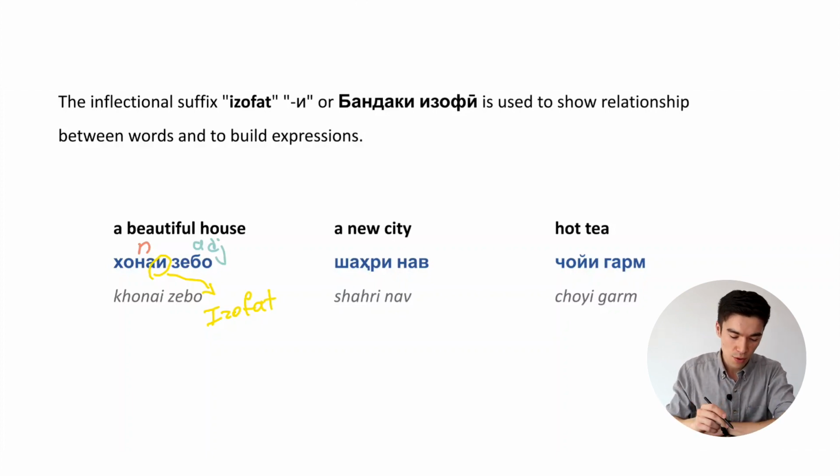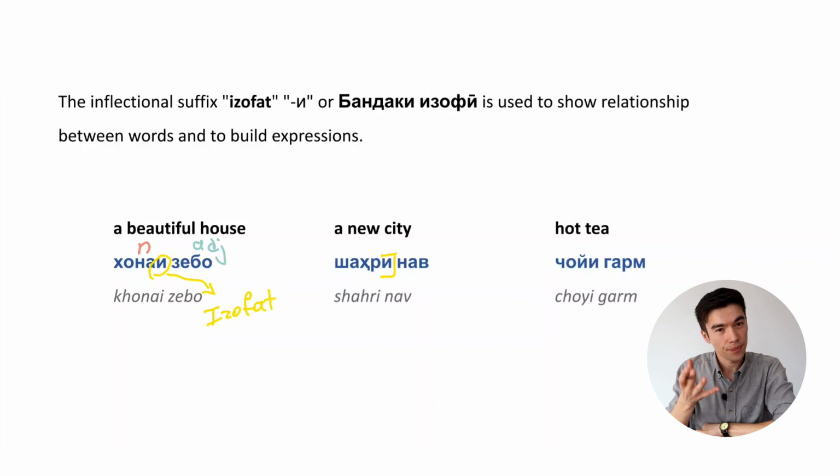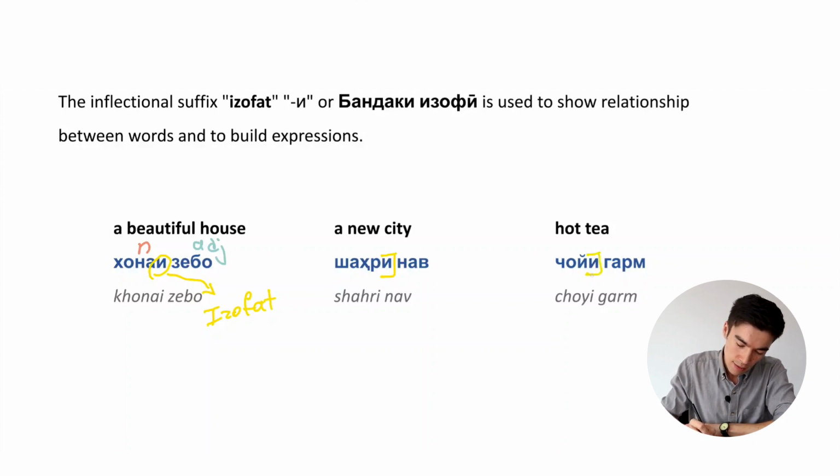Okay? So another example, a new city. Here, Shahri now. Shahr is a city and now is new. So Shahri now, as you can see, there is E. So this is the Bandaки изофӣ or Izofat. Okay, Shahri now. And the last example, hot tea, choi garm. Choi is tea, and then hot is garm. So choi-E. You see at the end we have E.